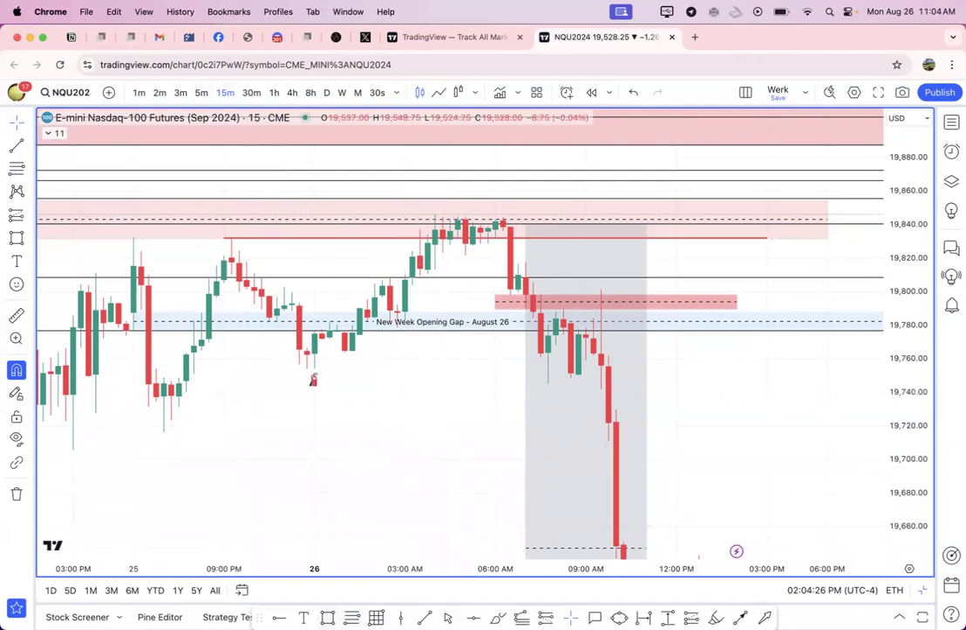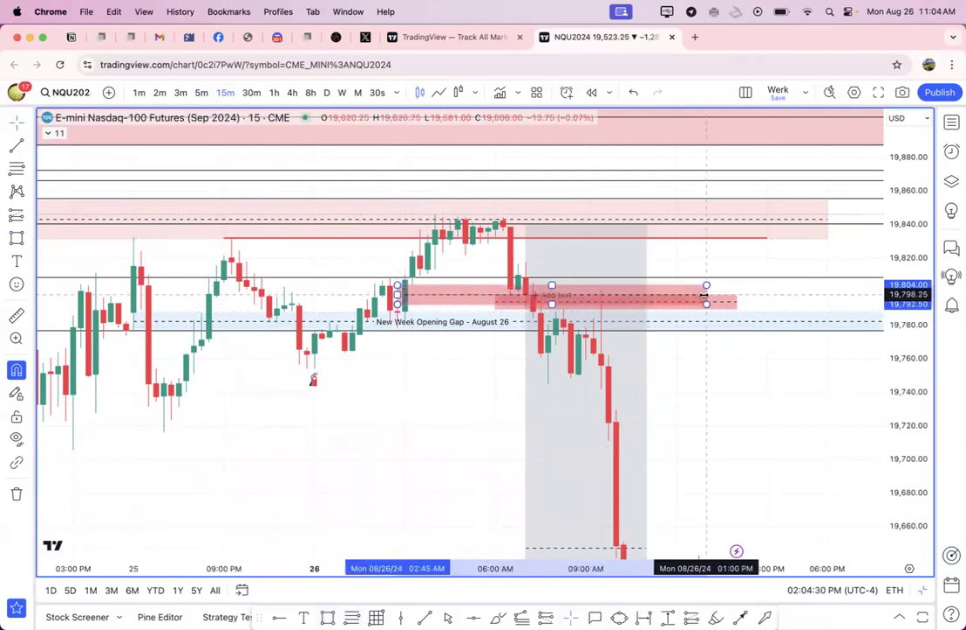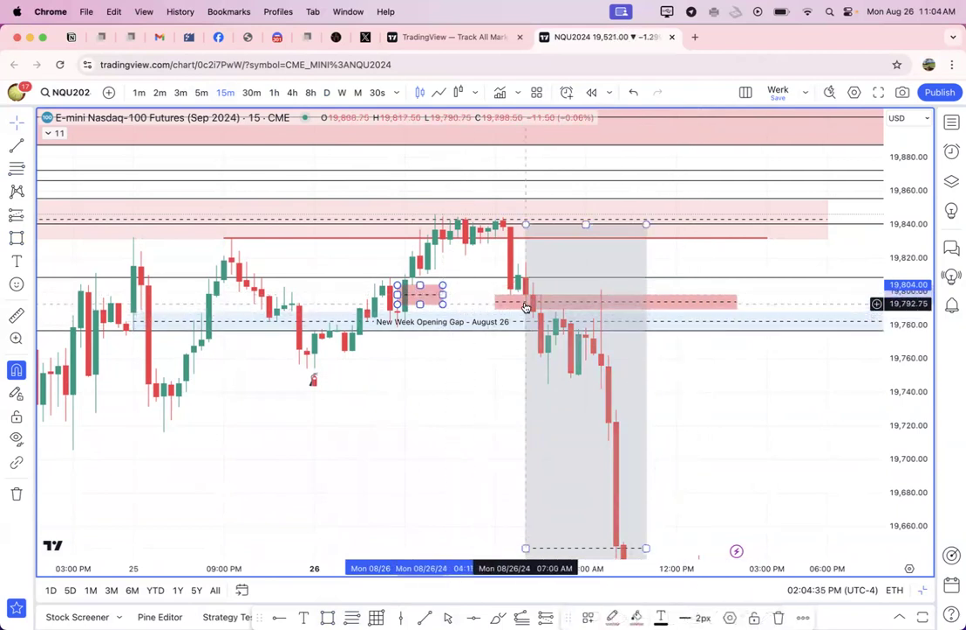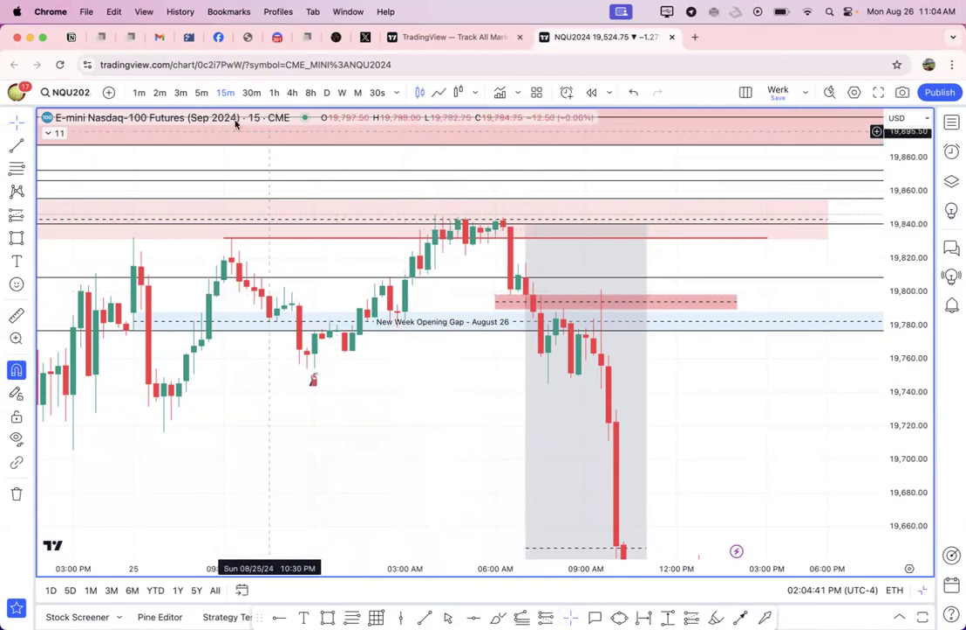We do have this inversion fair value gap here, but that's not the 2022 YouTube model. Wait, is this my hourly fair value gap? No, what is this right here? Did I just put that there? Where did that come from? Let me see as I go down if I see it.